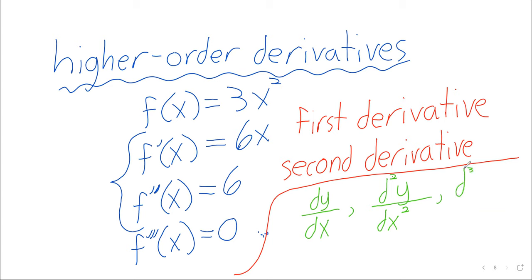This generalizes in the natural way. If we wanted the third derivative, let's say, instead of a 2, we put a 3.